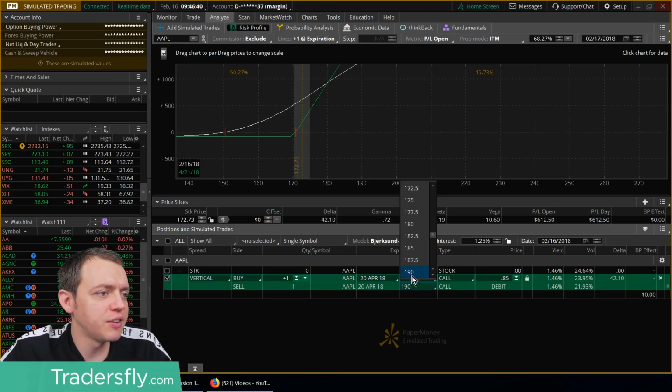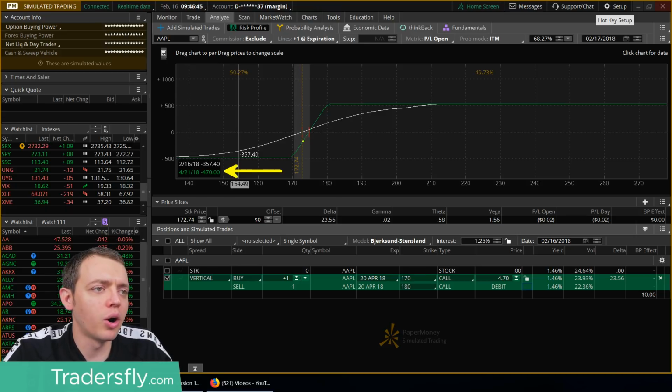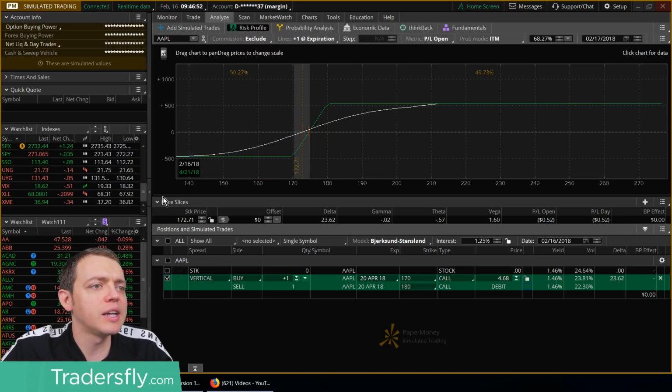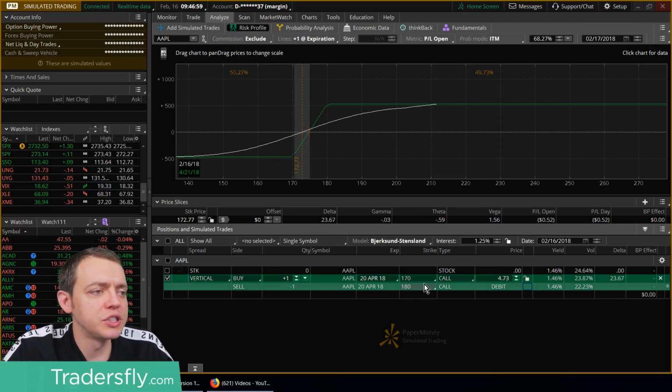So let's say 170 and 180. I could play with my strike prices, and I could even get a little bit closer, but now you're risking a little more, but your chance of success is a little higher because you're right in the middle where the price is, right? So that's the difference. You're risking 460, 470 to make about 530, a 1-to-1 risk to reward ratio.